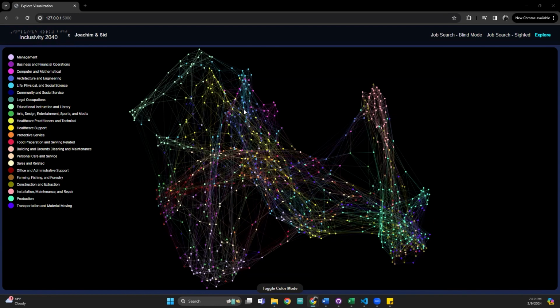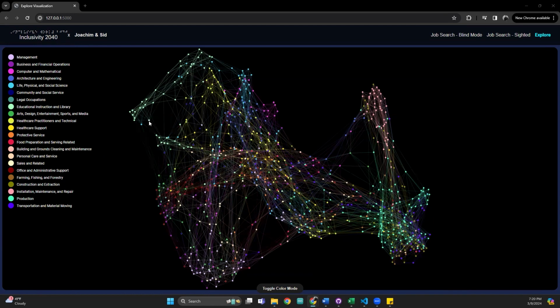The tool has three visualizations, which we'll look at. First is the explore session, which we are seeing over here. And this session, first of all, shows all the jobs provided by the US Bureau of Labor Statistics categorized into their 22 domains. These 22 domains are according to the Standard Occupational Classification system, a federal statistical standard used to classify workers into occupational categories.